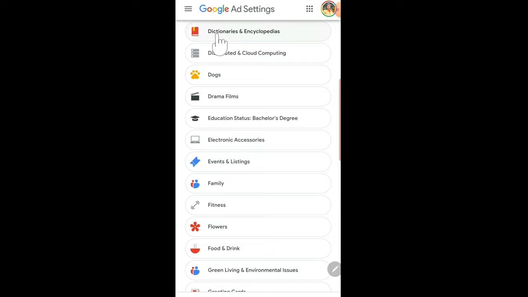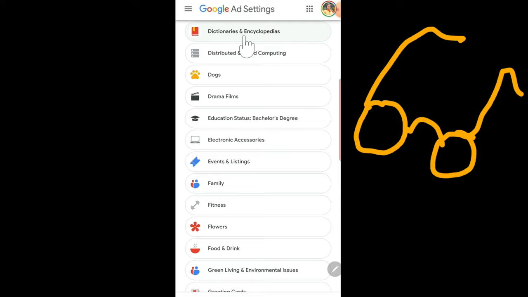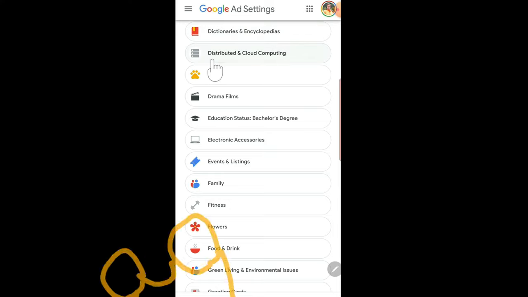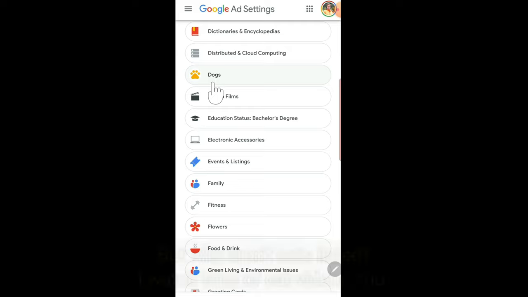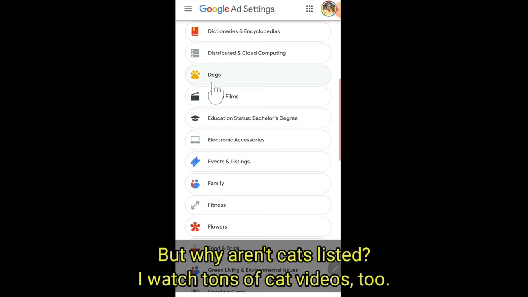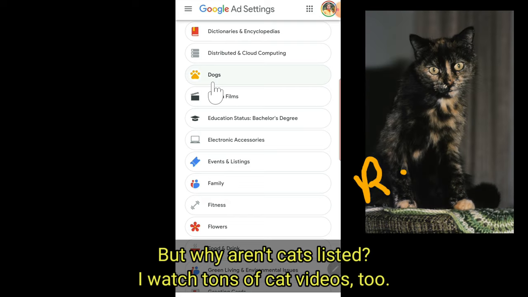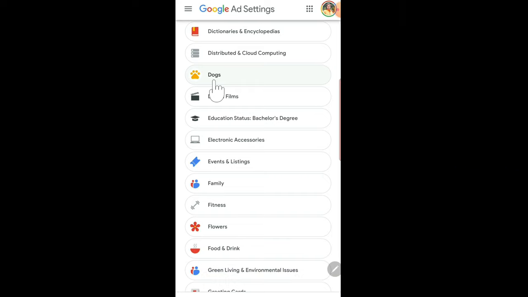Dictionaries and encyclopedias. I'll take that one because that means Google thinks I'm smart, right? Encyclopedias. Distributed and cloud computing. Yeah, anything computer related. Dogs, love dogs. On YouTube, I'm a real sucker for all those dog rescue stories from the Dodo and from other places. I mean, there's people all around the world who have YouTube channels documenting their adventures as they rescue, you know, starving street dogs. And I always end up watching those.